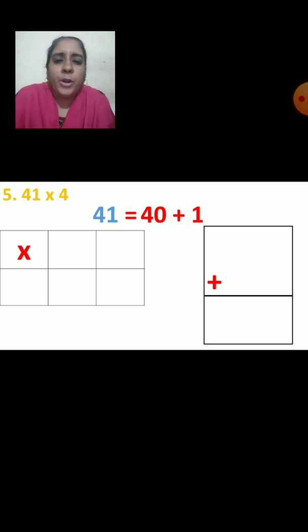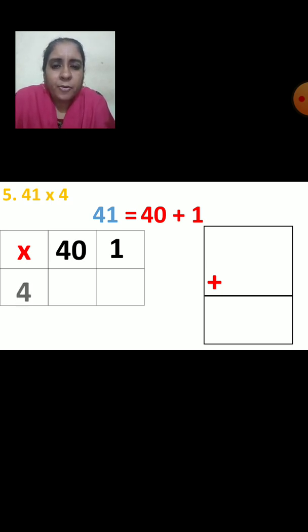Now you are going to write in column. Which first column, which number will come? 40. Other column? 1. And down what you are going to write? 4. Very good. Okay. After writing this, 41 and 4, you have to multiply. Now what you will do? First you will multiply 40 with 4 and then 1 with 4. Now 4 4s is how much? 16, right? You will bring that 0 down. So what answer you will get? Yes, you will get 160.